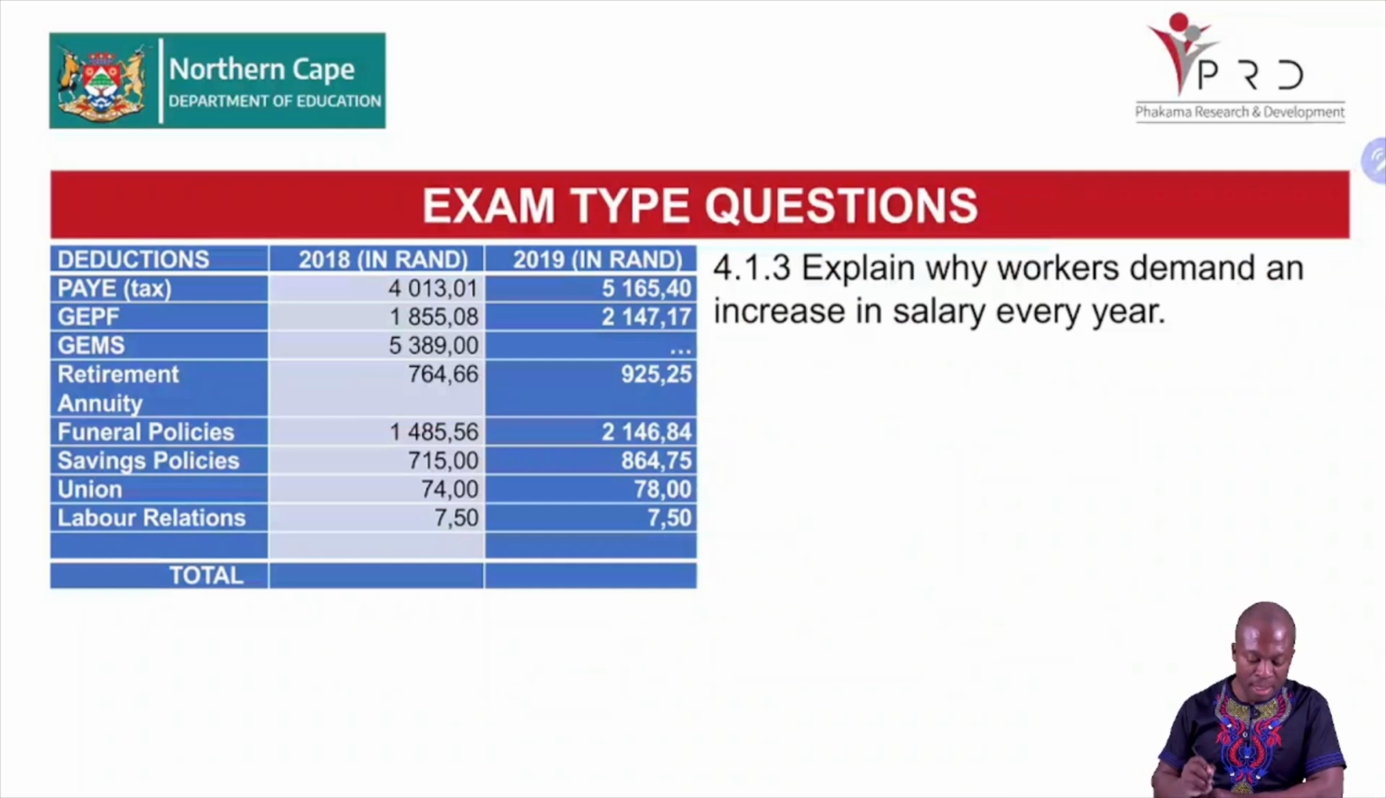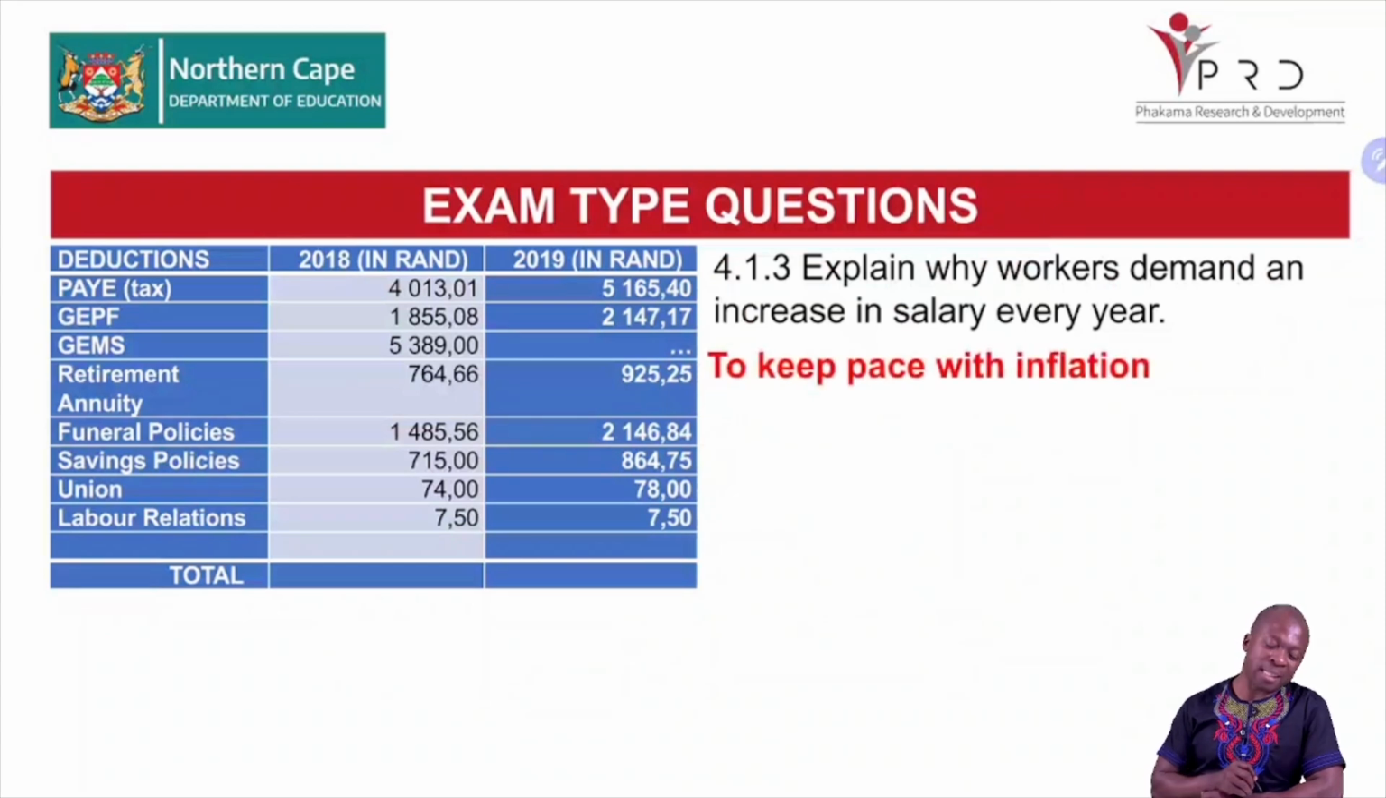Okay, welcome learners. This is one of the reasons: it is to keep pace with inflation. Remember, we spoke about inflation. We are saying it's the change in price of goods and services over a period of time. So as we go along with life, things become expensive. Last time when you bought bread, it was a certain amount. Now, it's around 20 rand.